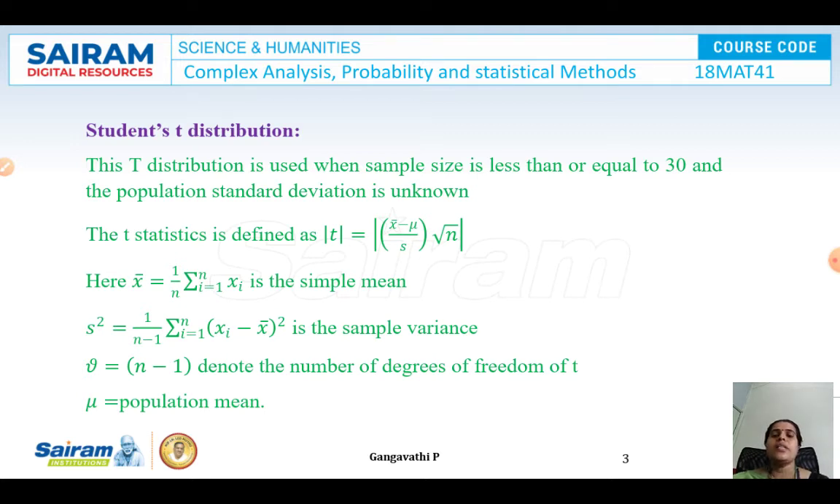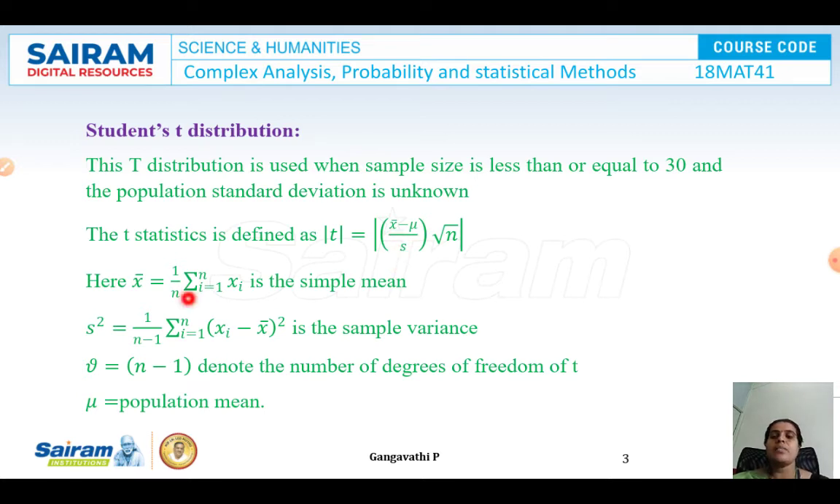So what is the T statistic? It is defined as modulus of T equal to mod of x bar minus mu by s into square root of n. Here mu is the mean of the population, x bar is the mean of the sample, s is the standard error, and n is the size of the sample.